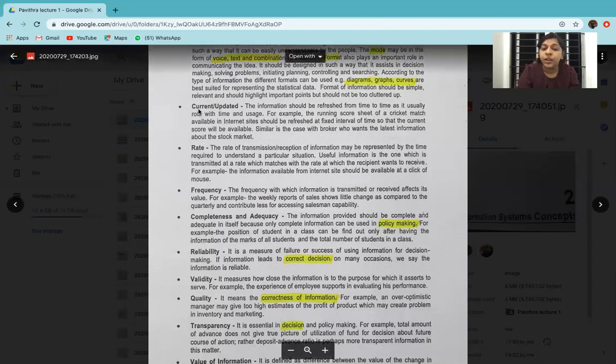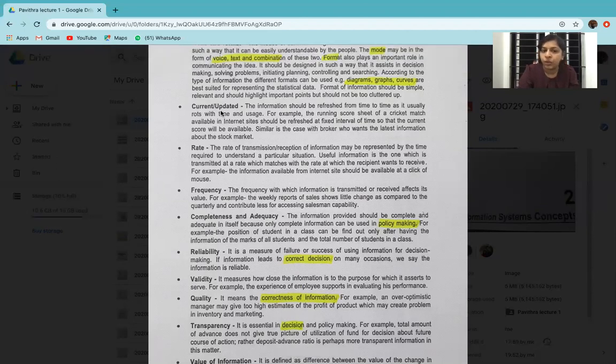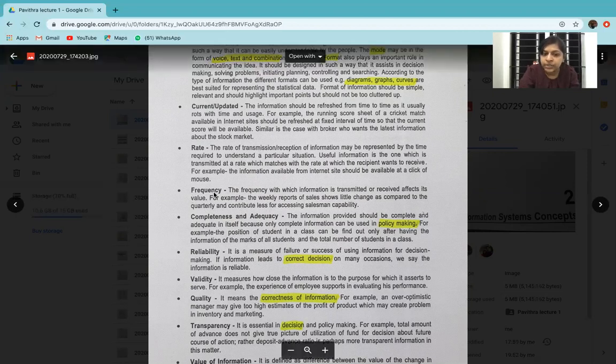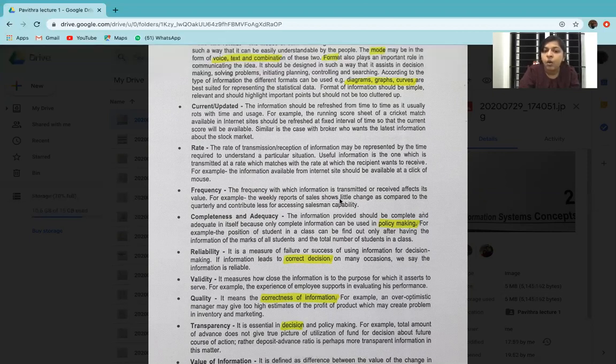Next is that it should be current and updated, because yesterday's information is like an old flower or a newspaper. It is of no use. It should be current and updated for it to be relevant for decision making. And then is the rate. Rate doesn't mean the cost of information. Here it means the rate of transmission of information and receipt of information. It should be in sync. And then is frequency. Frequency is how frequently the information is transmitted or affects its values.